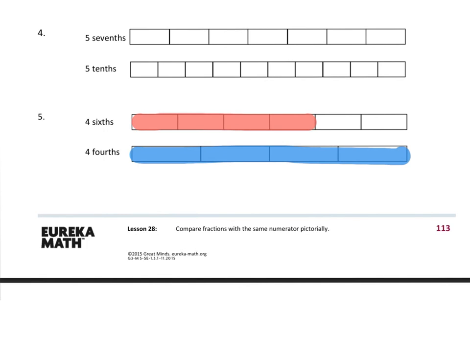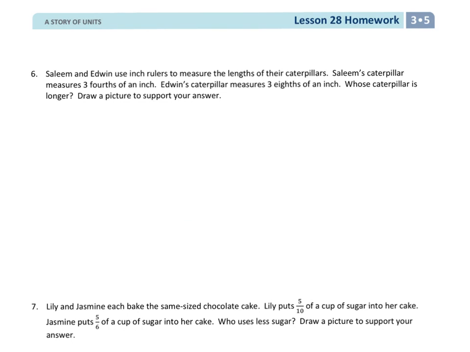Up top, I shaded 4 pieces, but it was out of 6. So I can see just from my shading in here that 4/4 is larger than 4/6 because more of the whole amount is shaded in. Let's take a look at page 2, and we'll look at the first question on there, question 6.